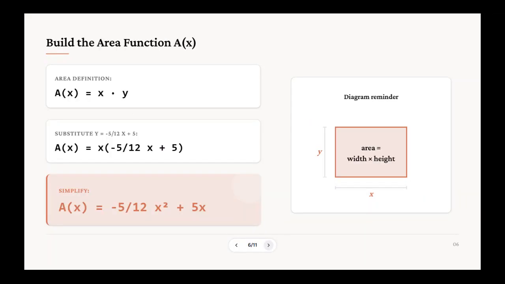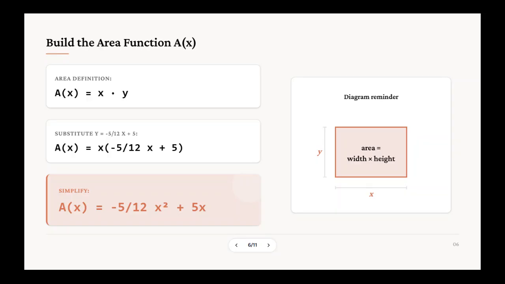But now let's talk about what we're trying to maximize, the area. We all know that area equals width times height, which on our graph is just A equals x times y. But here's the challenge. If we try to take the derivative of x times y now, we'd be stuck with two variables. This is where we use the substitution method. We take our equation for y from the previous slide and plug it directly into our area formula, which gives us x times (negative 5 over 12 x plus 5).